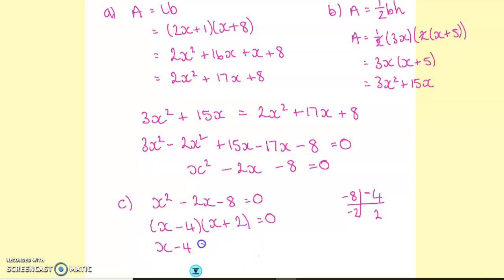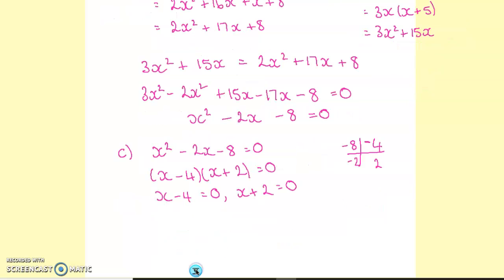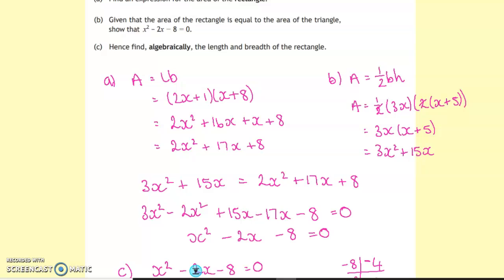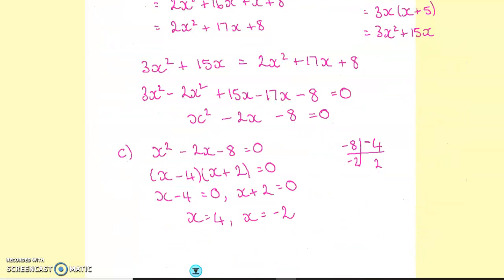Separate out my brackets. x minus 4 equals 0. x plus 2 equals 0. So x equals 4. x equals minus 2. Let's go back and check what the question was asking me. Find algebraically the length and breadth of the rectangle. So again, I'm finding a length. Can't get a negative length. Therefore, x is equal to 4. And all lengths within centimetres, so it'll be 4 centimetres.